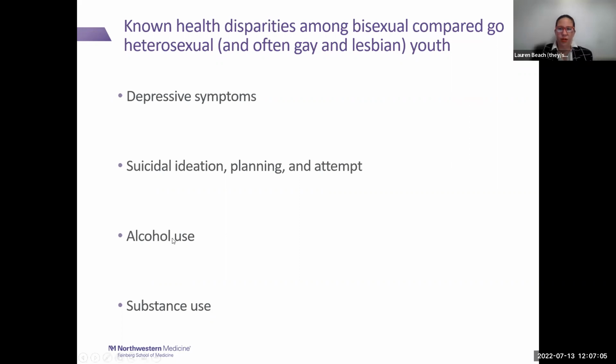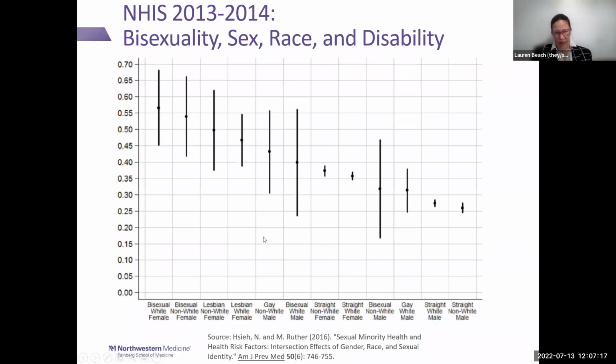Alcohol and substance use and tobacco use are often exacerbated in bisexual communities compared to people of other sexual orientations that are monosexual. We've seen this slide, I think, in the previous study that we had on intersectionality in health and LGBTQ populations, but I wanted to highlight it here. This is looking at intersections of sexual orientation, sex, race, and disability. And what you see here in terms of the percent of people reporting functional limitation is that bisexual white females and bisexual non-white females are at the very highest levels of disability found in this study, which uses the National Health Interview Survey as the sample.